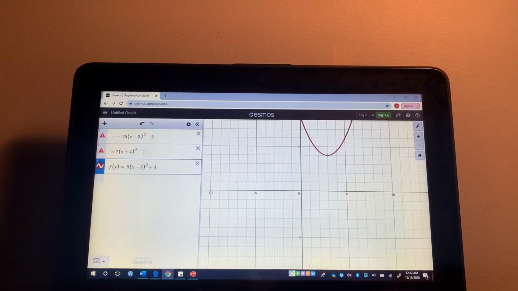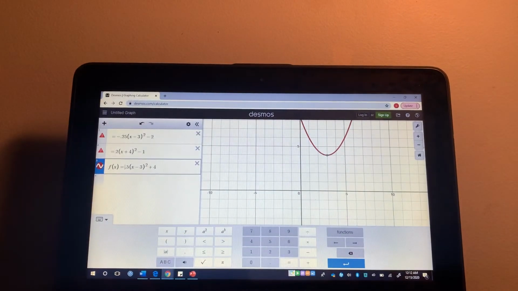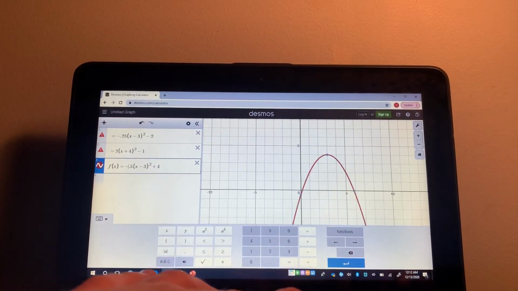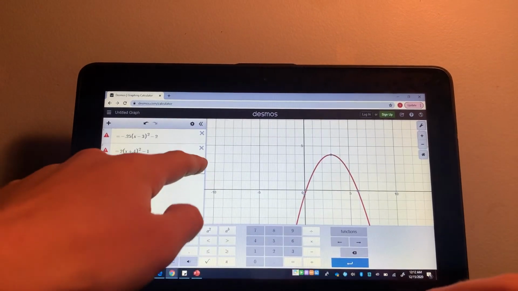And if we make it negative, it just flips over that vertex, like I said there. It goes from a U to an N, like that. Positive, negative, positive, negative. Now let's get rid of that right now.